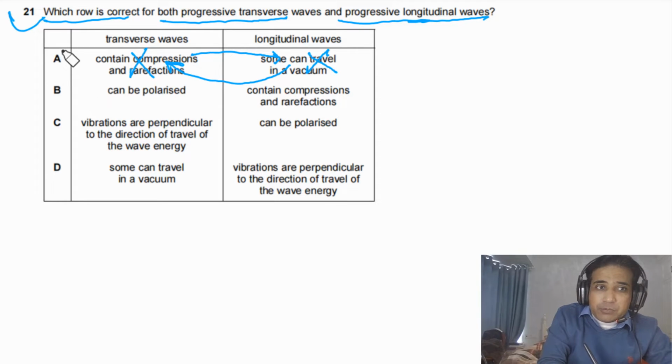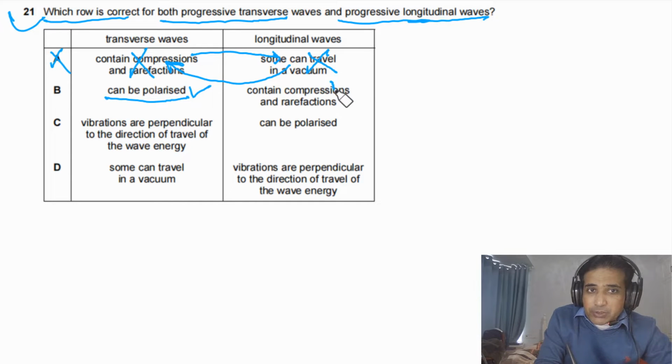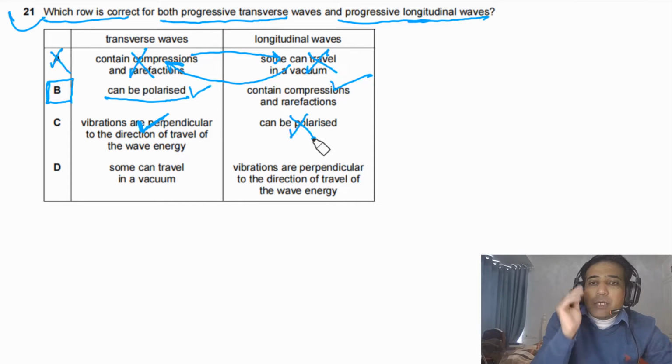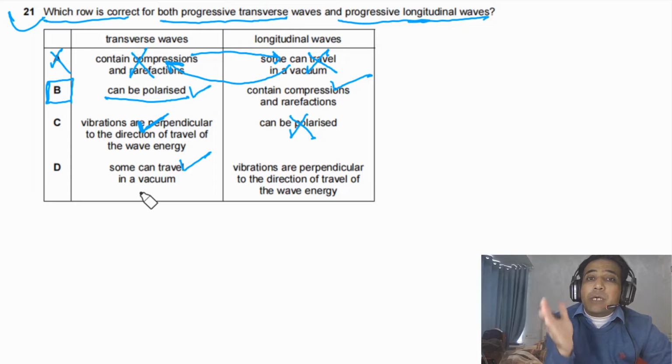Now if you look at option B, transverse waves can be polarized. Yes, this is right. Contains compression and rarefaction. This is also correct. So the answer for this question has to be B. Option C says vibrations are perpendicular to direction of travel of the wave energy. This is true for transverse waves. Can be polarized? No. Longitudinal waves just vibrate in one plane, so they cannot be polarized. Some can travel in vacuum. This is correct. Like electromagnetic waves. Electromagnetic waves are transverse waves, so they can travel through vacuum.